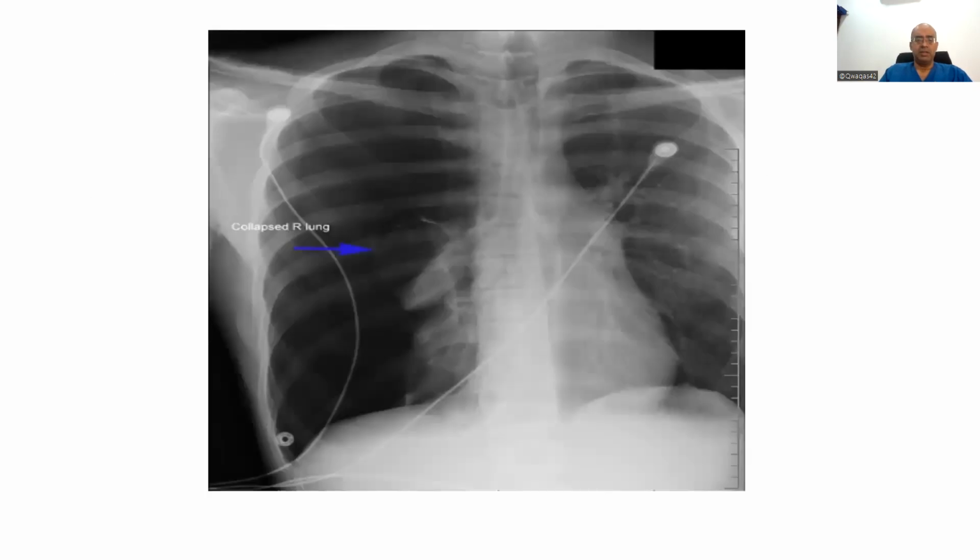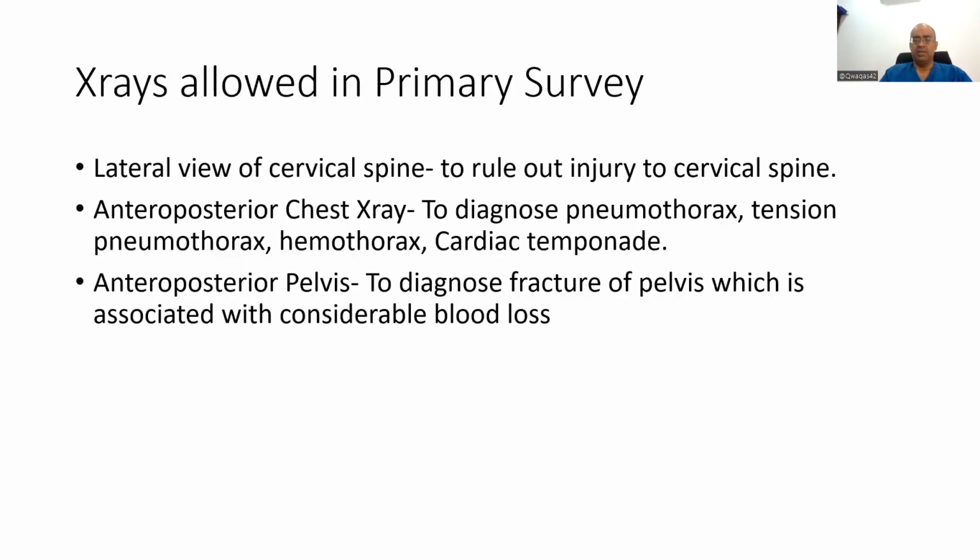Another investigation which is now allowed in the primary survey is the FAST ultrasound scan. It is known as the focused abdominal sonography for trauma. The idea of FAST scan is it is available at the bedside of the patient. So the probe is placed in the epigastrium, hypogastrium, right lumbar, and left lumbar region. Epigastric probe detects any cardiac tamponade. The hypogastrium or suprapubic area probe detects any blood in the pelvis. The right lumbar, any free fluid in the subhepatic area, and the left lumbar, any free fluid in the left subhepatic area.